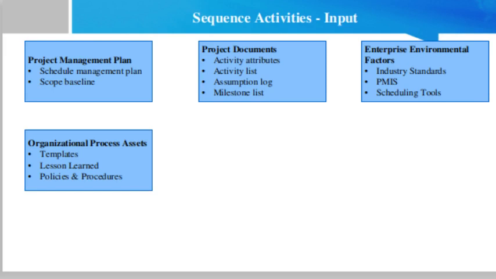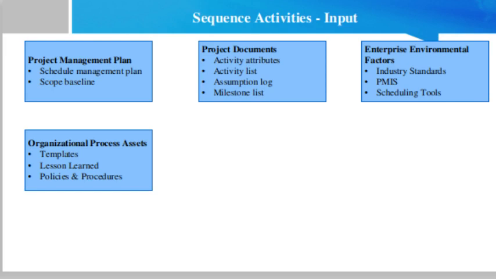Assumption log. Assumptions and constraints recorded in the assumption log may influence the way activities are sequenced, the relationship between activities and the need for leads and lags, and may give rise to individual project risks that may impact the project schedule. Milestone list. The milestone list may have scheduled dates for specific milestones which may influence the way activities are sequenced.